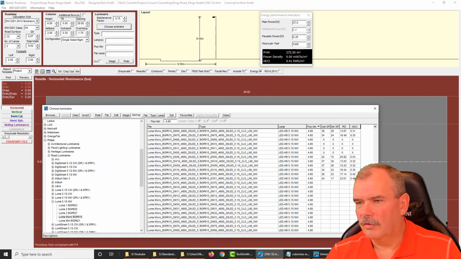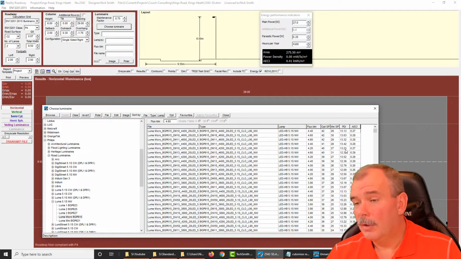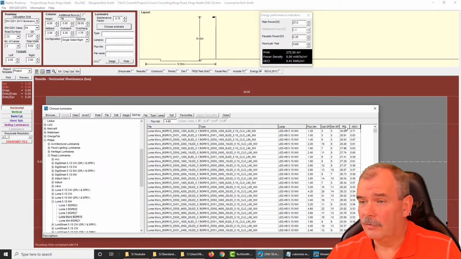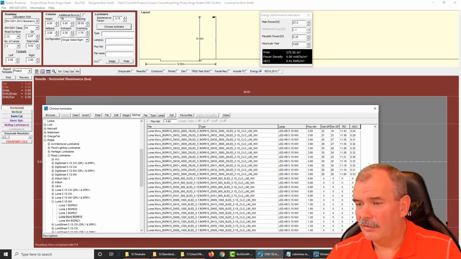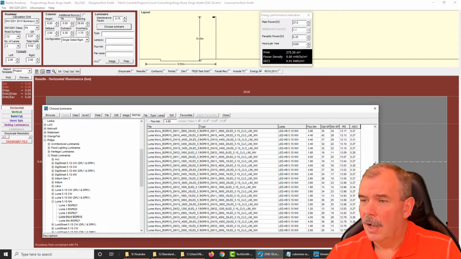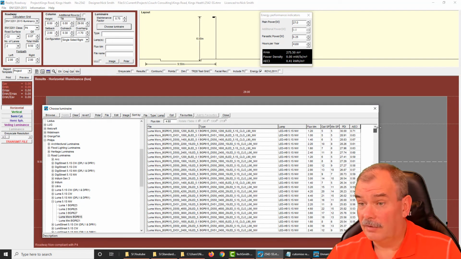So I'm just going to stop it there. As with flux, we can sort this by optimum spacing, but we can also look at the power density as well and sort it by the power density. So in theory, the value that has the lowest power density is the better solution.